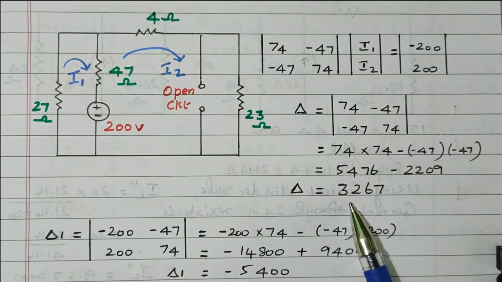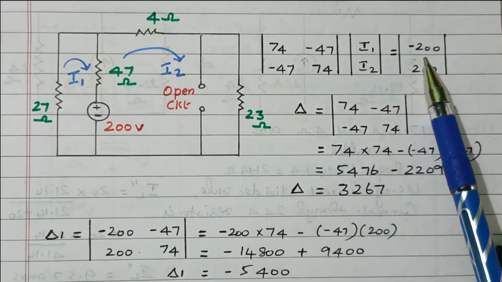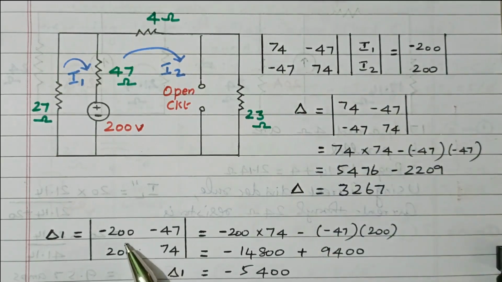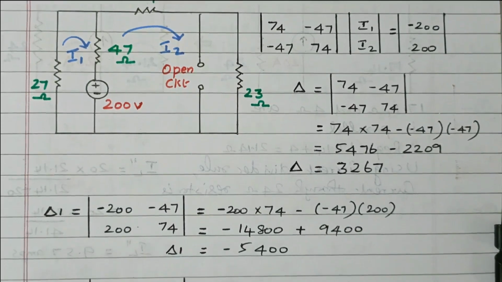Next we need to find delta 1 and delta 2. What is delta 1? The first column is replaced by the voltage matrix, that is called delta 1. Similarly, if you replace the second column, that is delta 2. So we'll see delta 1 and delta 2.